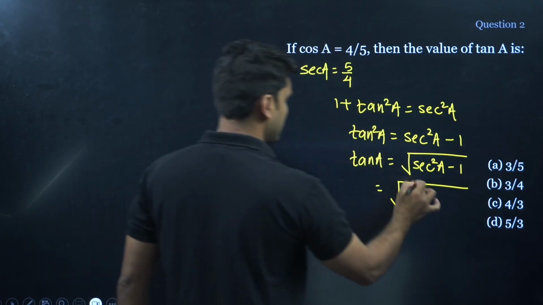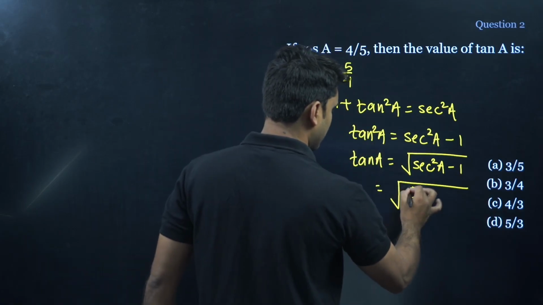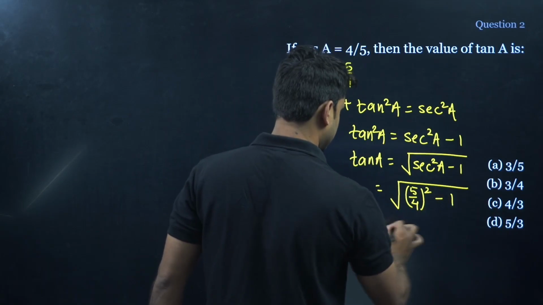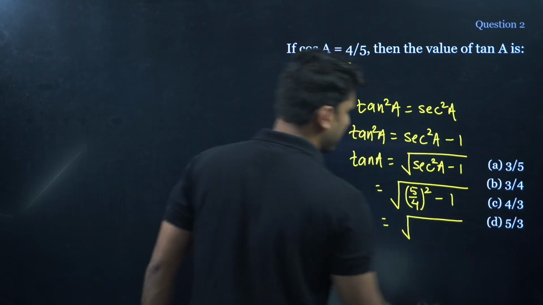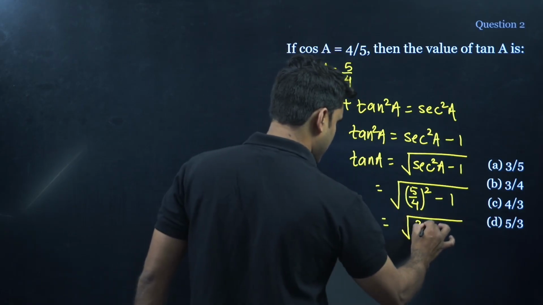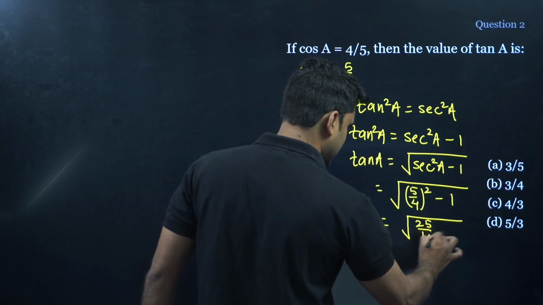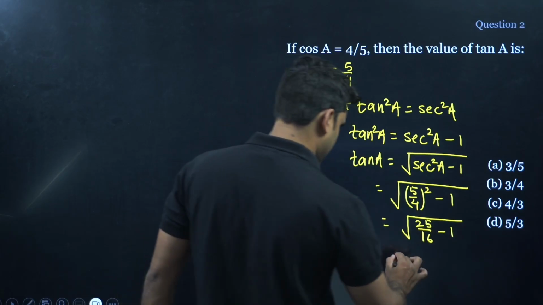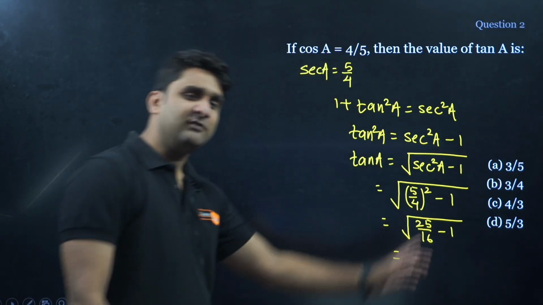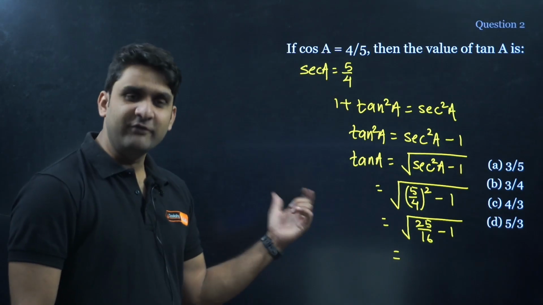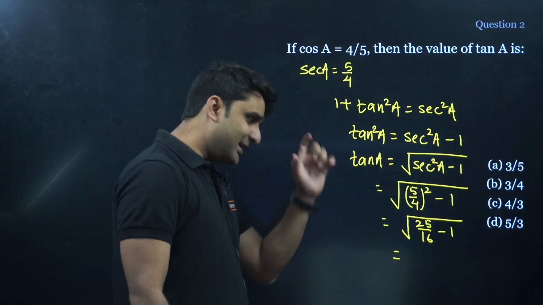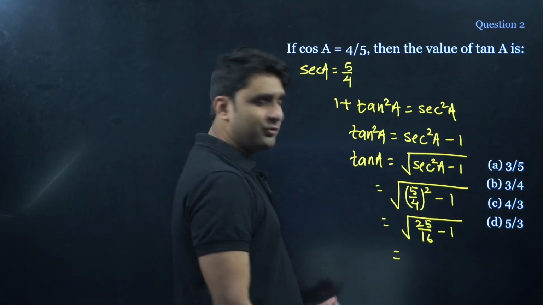We have sec A, 5 by 4 whole square, minus 1. Let's solve. 5 by 4 whole square will be 25 by 16 minus 1. Let's solve. On taking LCM, 16 will go there. So 25 minus 16 will be 9, and under root 9 is 3, and under root 16 is 4.